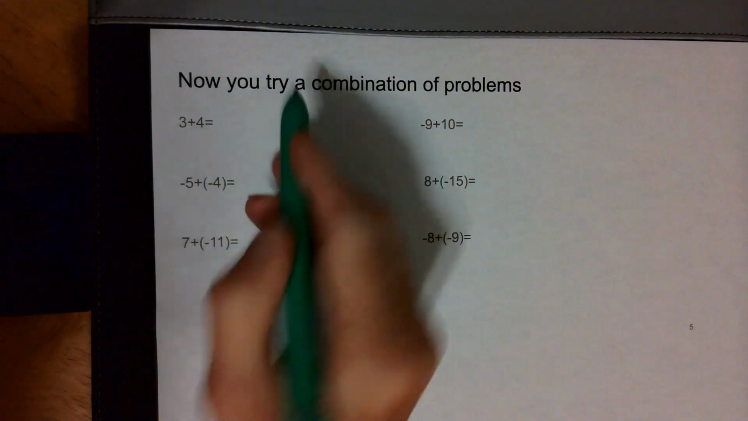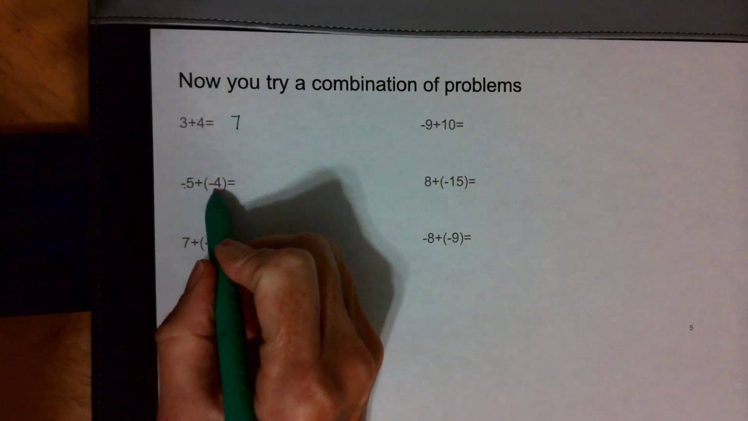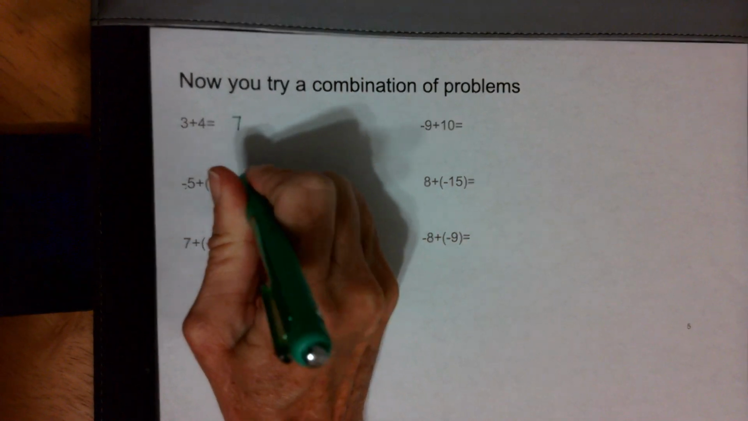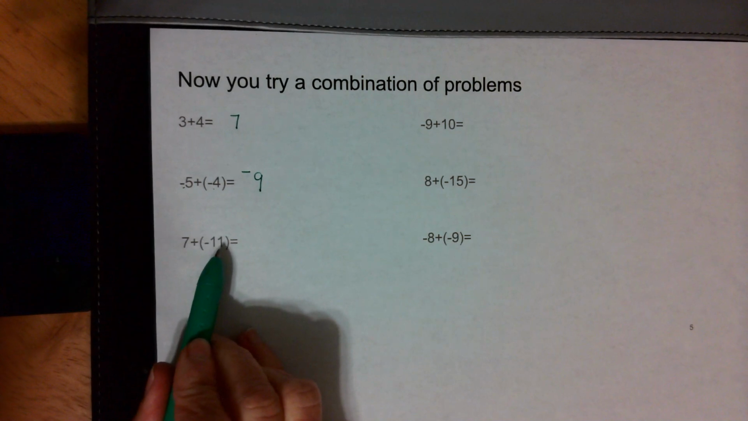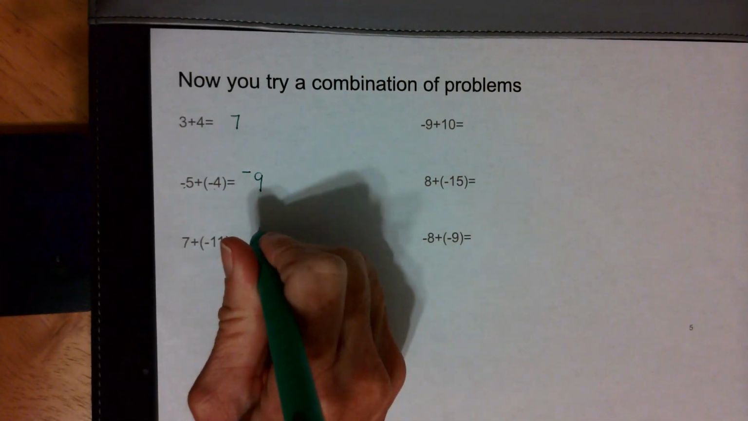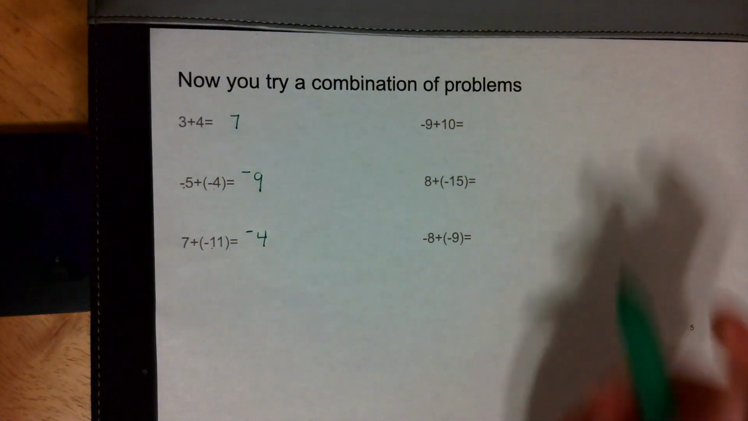Okay, so 3 plus 4 is 7. -5 plus -4, the signs are the same, so I add them and use their sign. Here the signs are different, so I subtract. 11 minus 7 is 4. The larger number is negative, so -4.